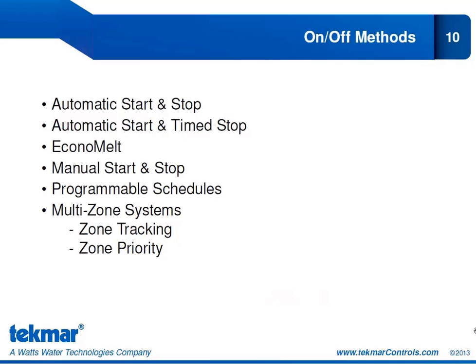Now we'll look at some different on-off methods and how they relate to TECMAR in particular. So we'll look at the automatic start and stop, the automatic start and timed stop. We'll look at a new feature called EconoMelt that I think you're really going to like. We'll review the manual start and stop option, and we'll look at programmable schedules. Now, I did mention them in the last training block when we looked at the applications, that programmable schedules is a great option for car wash businesses. And lastly, we'll look at multi-zone snowmelt systems. In particular, we'll look at features that we have called zone tracking and zone priority.